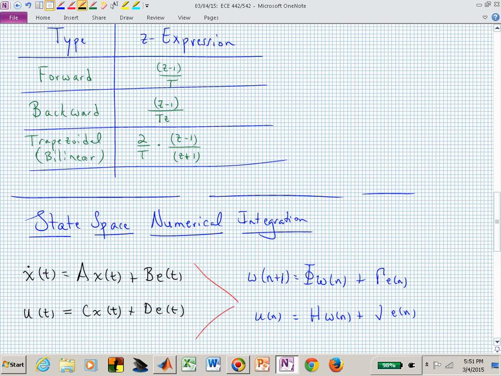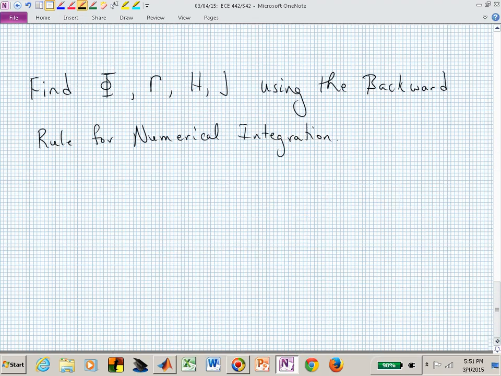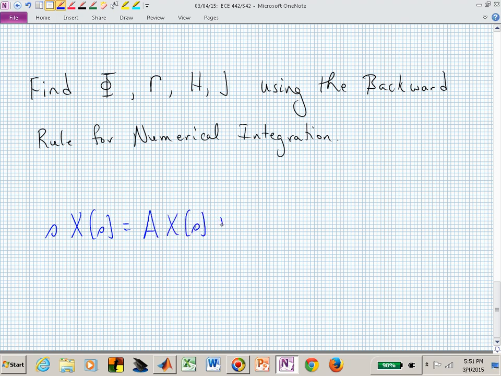Did anyone try to Laplace transform the state space representation? Do I see a few hands? That's a good start. That's a great start, which means that did you do something like X of s is equal to A X of s plus B, whoops, our input in this case was e, wasn't it? E of s. Did you do that?